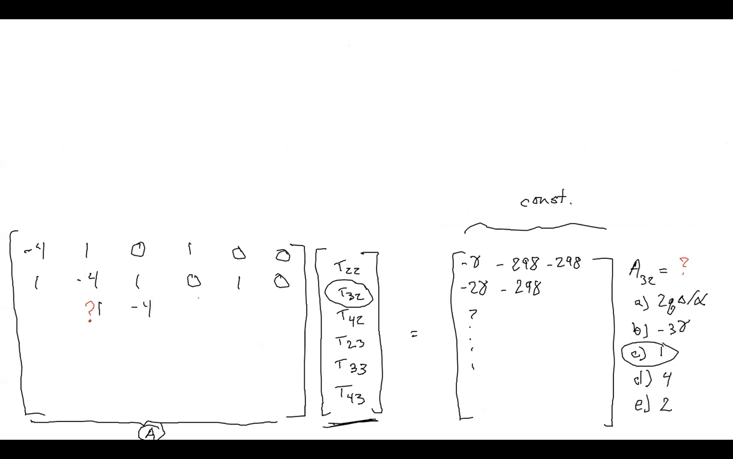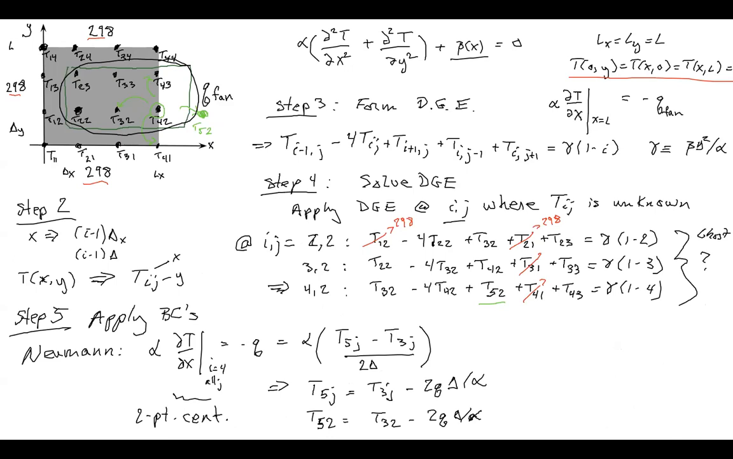1, minus 4, 1, which is a good start. There's definitely one T32 here, but you need to use the boundary condition, right? We're replacing T52 with this expression. So this expression here becomes T32 minus 2Q delta over alpha. Minus 2Q delta over alpha is a constant, and so this part here would move to the right-hand side.